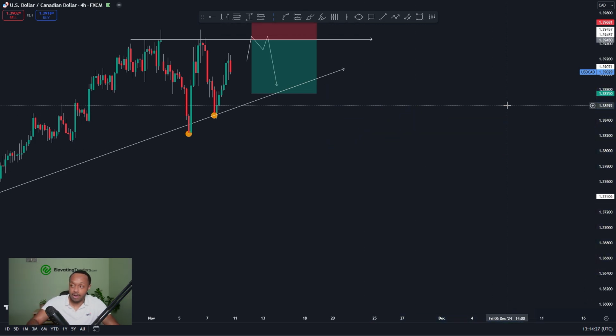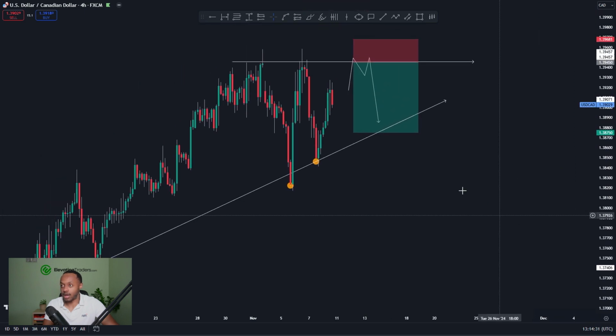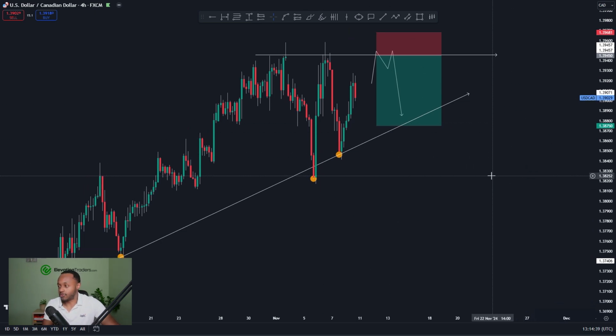At the moment, that's probably the best short opportunity we can see. Price has already respected a couple of times, so I'll expect it to react again if we see some nice rejection at those prices. But that is the plan going into next week for dollar CAD.